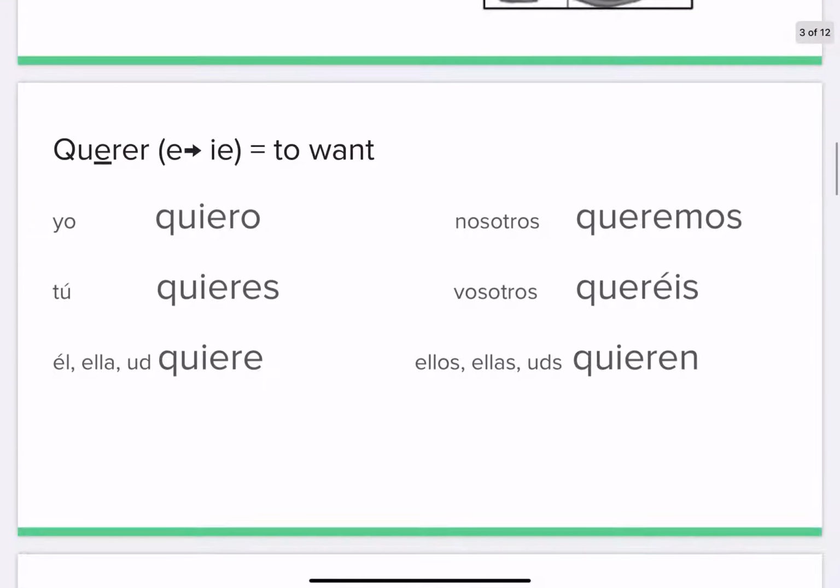The first verb that we learned was the verb querer, which means to want. The spelling change in this one is an E to an IE. So you get yo quiero, tú quieres, él, ella, and usted quiere. And then in nosotros, there is no spelling change, so you have queremos. Vosotros, there is also no spelling change, so you have queréis. And finally, ellos, ellas, and ustedes, the spelling change comes back, and you have quieren.